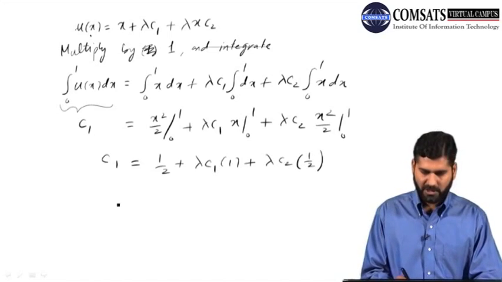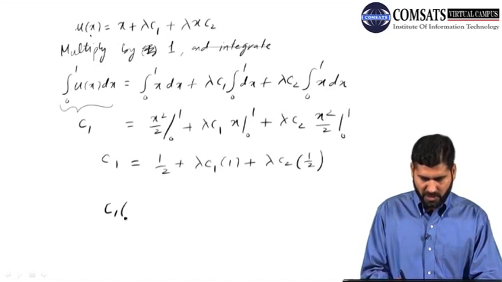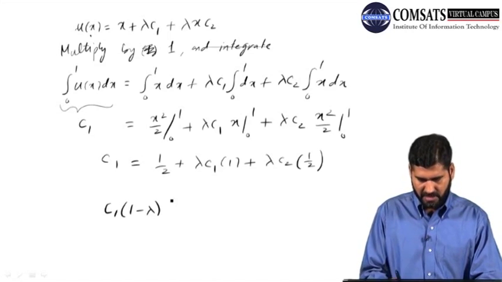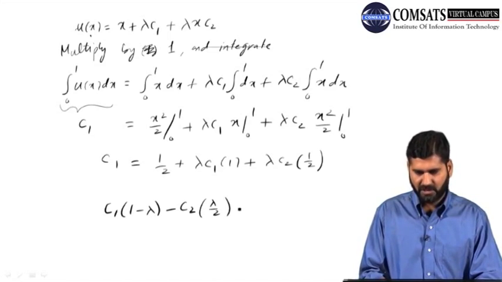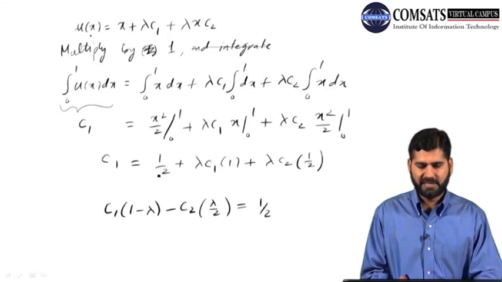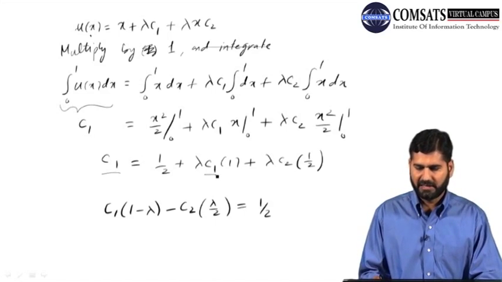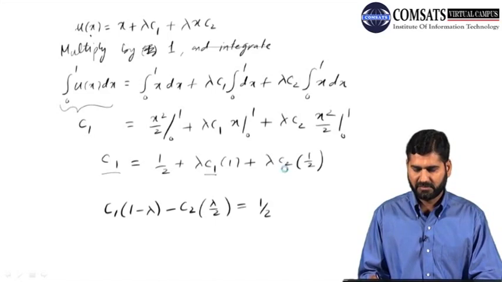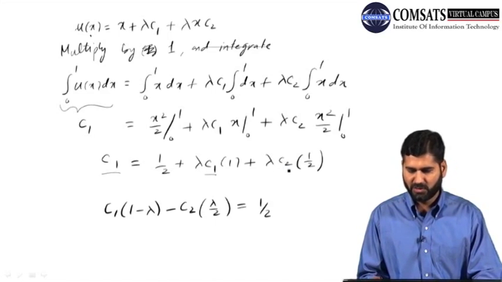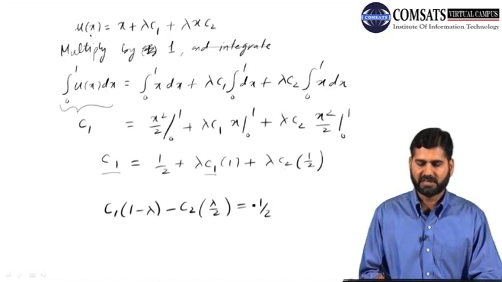So now the equation you got is C1 times (1 minus lambda) minus C2 times lambda by 2 is equal to 1 by 2. See, C1 and C1, if you take them common, it's 1 minus lambda, and then you have minus lambda by 2 times C2, and 1 by 2 is on the right hand side.